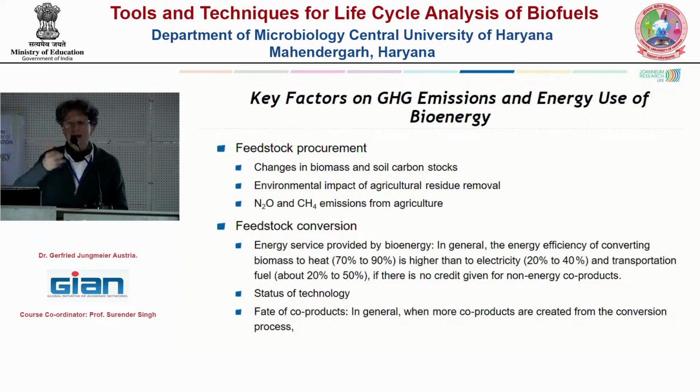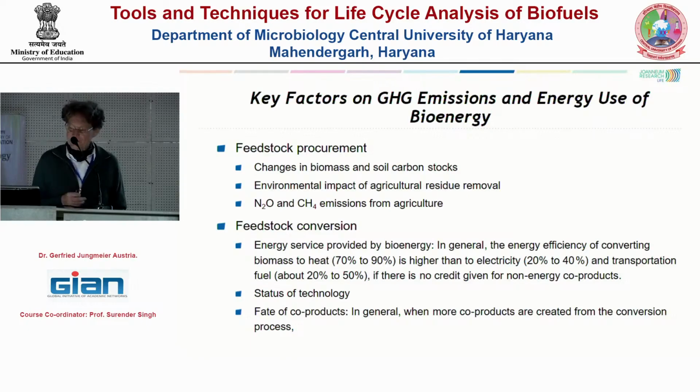Otherwise, when you then calculate and you're on the very end, you have to go back again and maybe make a more detailed analysis. Secondly, it's the environmental impacts of agricultural residue removal, because you have to collect them, you have to process them, and we know that might have a significant influence. We heard it also yesterday from Professor Singh in the presentation from comparing bioethanol plants and production systems. So this is a quite relevant part.